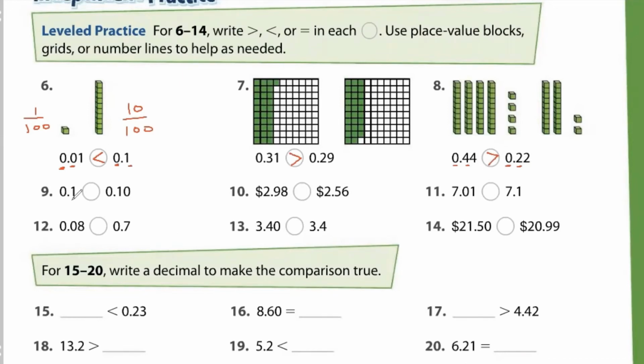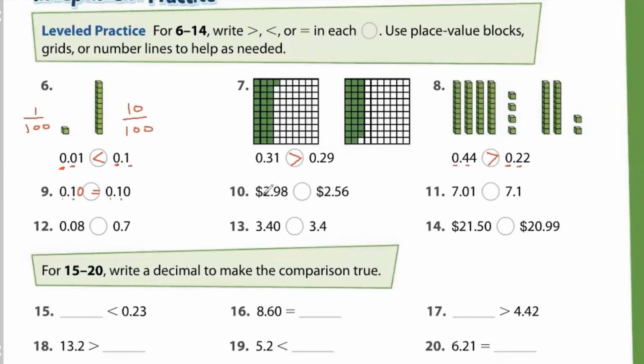Number 9, 1 tenth and 10 hundredths. We have to make the decimal places both hundredths. I will put 0 here. Now, teacher, we have 10 hundredths and here 10 hundredths. So it will be equal, or I can compare from the left. We have here 0 and 0, 1 tenth and 1 tenth. Here we don't have anything, I will put 0, 0 and 0, so it will be equal.